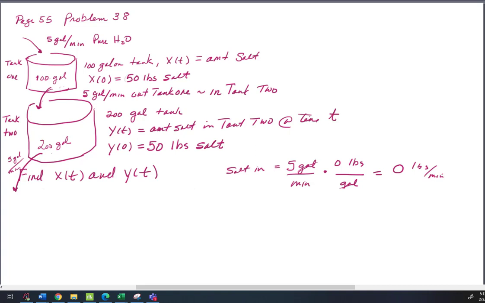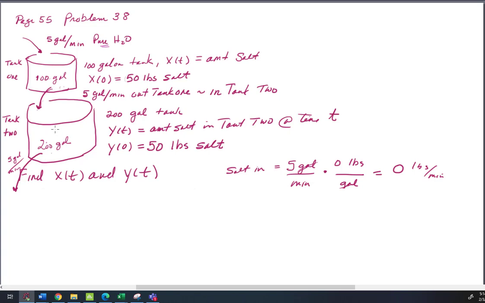So here's the situation. It's a mixing problem, but this time we're cascading the mixing. I have a 100-gallon tank that's full. It's got 100 gallons in it. And I've got a 200-gallon tank, and that one's also full. It has 200 gallons in it. I'm pouring pure water into this first tank at 5 gallons per minute, and I'm taking it out at 5 gallons per minute. So the 100 gallons of liquid in the tank stays 100 gallons all the time.